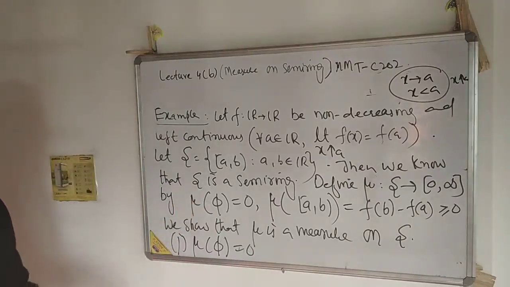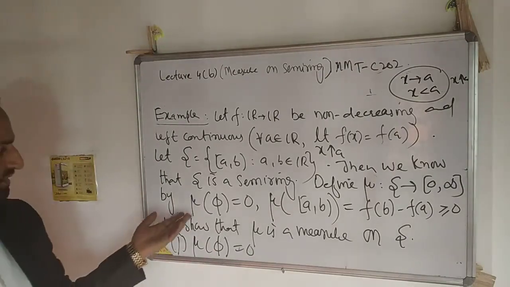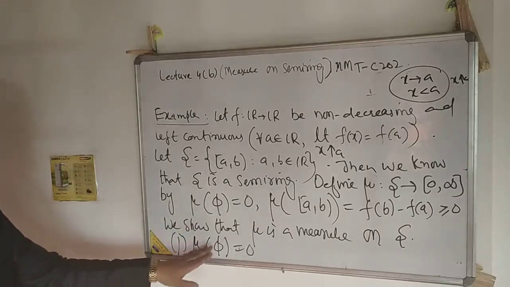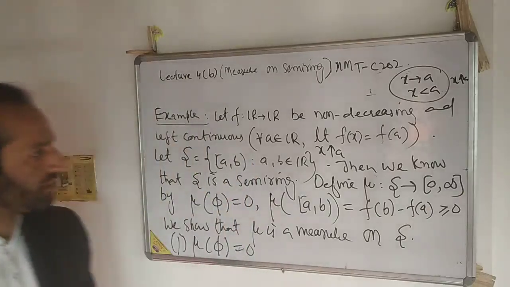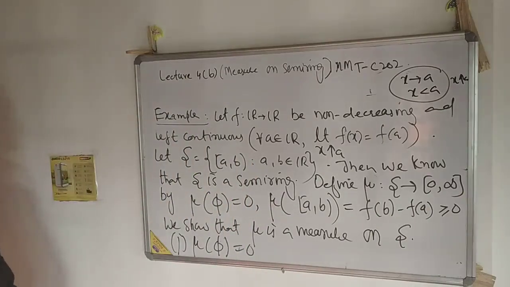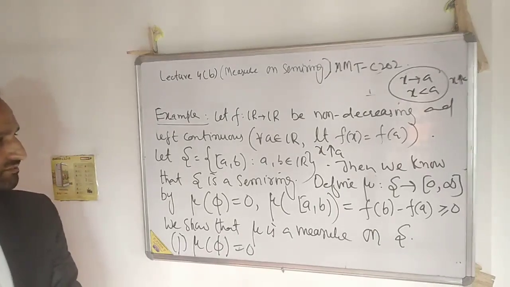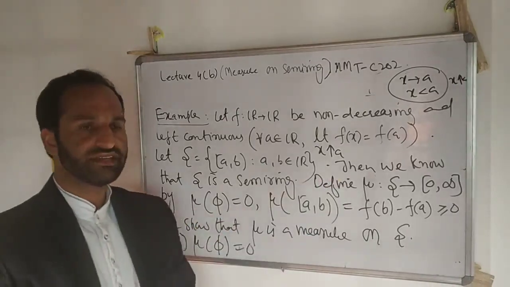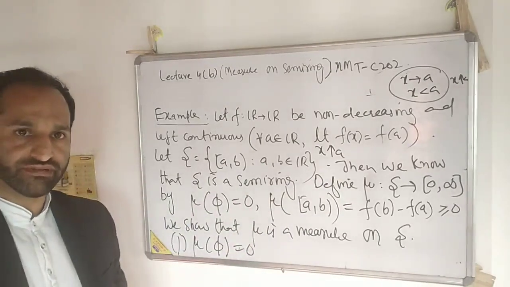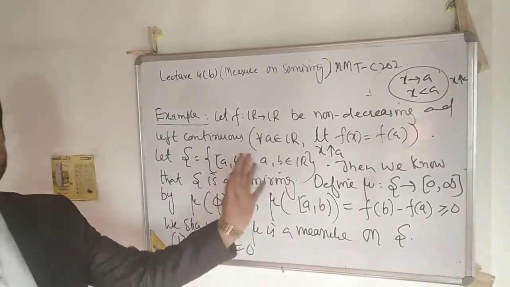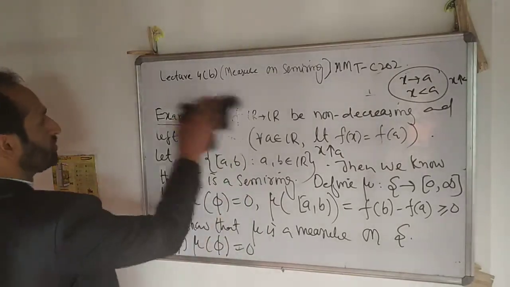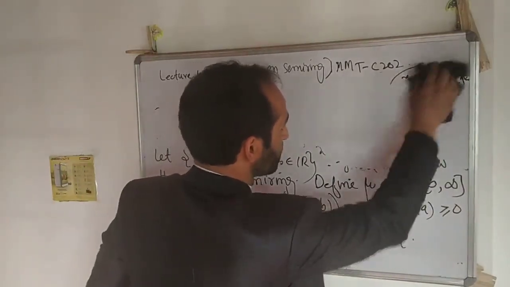So the first property, which is trivial, is that mu of phi is equal to 0. By definition we have defined mu in a way that its value on the empty set is equal to 0. The next property, which is very important, is that mu is sigma additive. That means we have to choose any disjoint sequence of semi-closed intervals in S such that their union is also a semi-closed interval, and then we need to show that mu of that union is equal to the sum of the mu's. So let's prove the sigma additive property of mu.